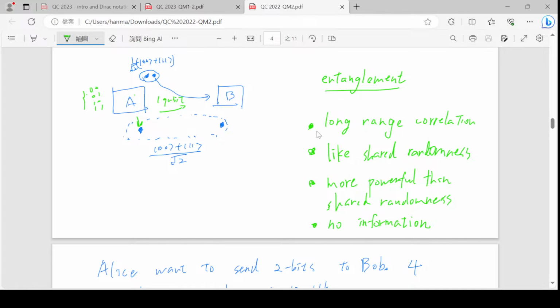It's some kind of a long-range correlation between two systems. So it's kind of like classical shared randomness, if you know what it is. But it's more powerful than shared randomness, but we will not be able to show that today. But there is some example in the textbook, also in chapter 2. And just like shared randomness, it contains no information. And we are going to see what this means later.